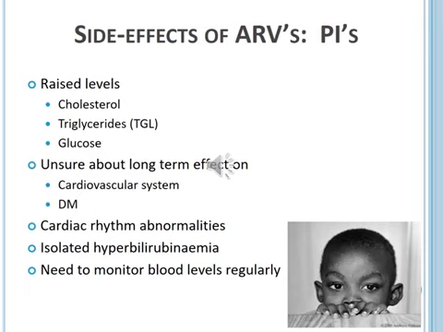Lopinavir, which is the oldest PI, can cause raised cholesterol, triglyceride levels, as well as an increase in glucose. So that means that these kids are at a higher risk of developing metabolic syndrome and therefore cardiovascular disease and diabetes later on in life. It can cause cardiac rhythm abnormalities, but that is very, very rare.